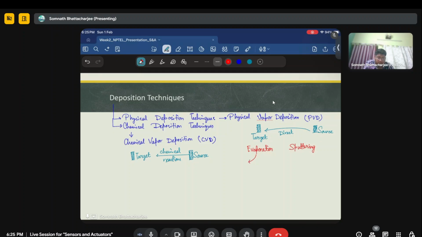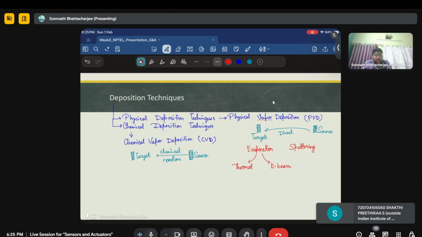Evaporation can be based on heat, so it is known as the thermal evaporation technique, and another one is the E-beam deposition technique. So there are two major evaporation techniques: thermal evaporation and E-beam deposition. Thermal evaporation is suitable in a case where there is a boat. Another thing I have to first discuss.